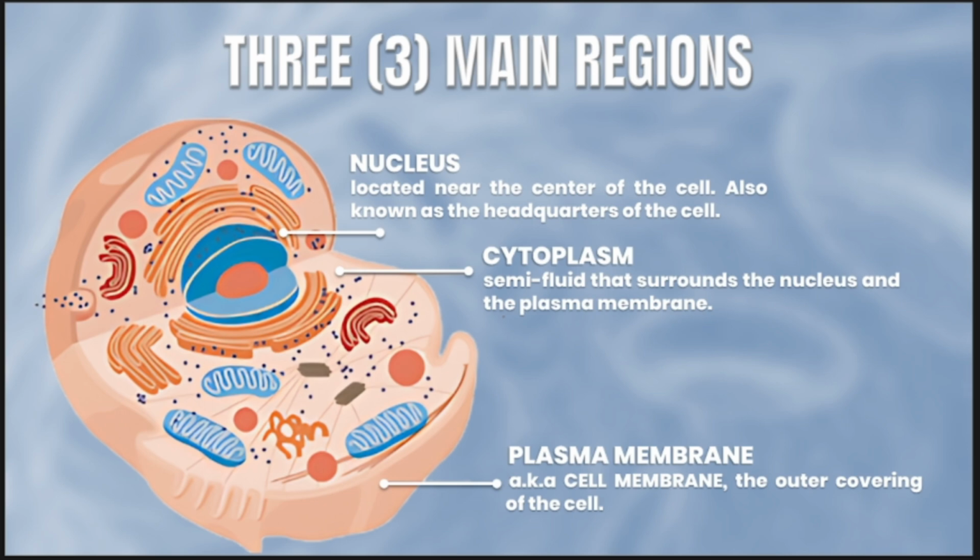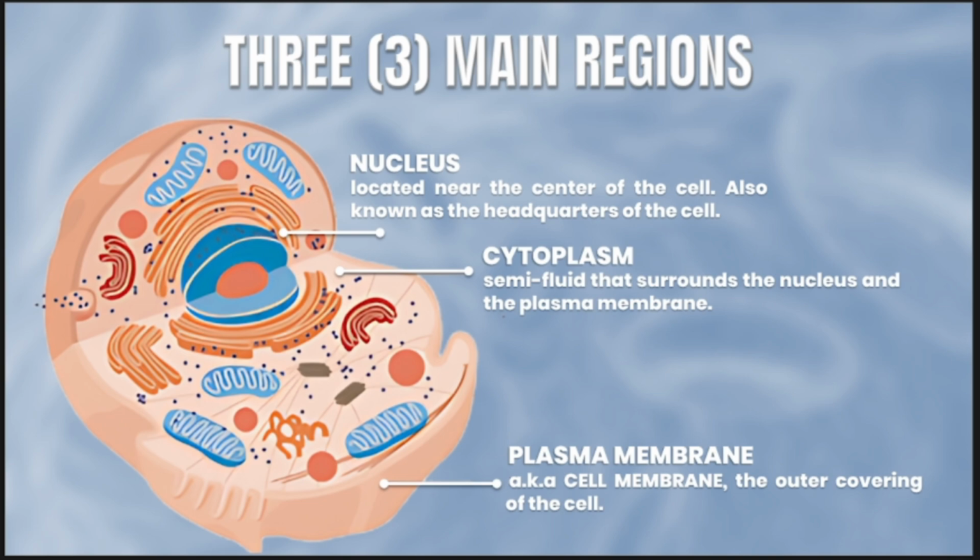You also have the cytoplasm, which is a semi-solid or semi-fluid matrix, in which the cytoplasm is the area where most cellular activities would occur because it now contains different organelles like mitochondria, ribosomes, and the endoplasmic reticulum.